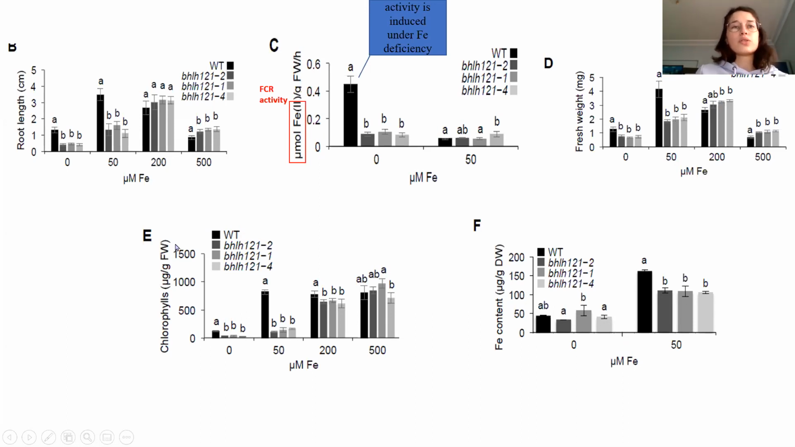When we look at the chlorophyll content, again, it's higher in wild type for iron deficient, control and mild excess conditions. However, in iron excess conditions, wild type and mutants do not differ that much in chlorophyll content. In graph F, we see the iron content directly. So when iron is not present, iron content is not significantly different in mutants and wild type. However, in control conditions, wild type's iron content is higher than the mutants.